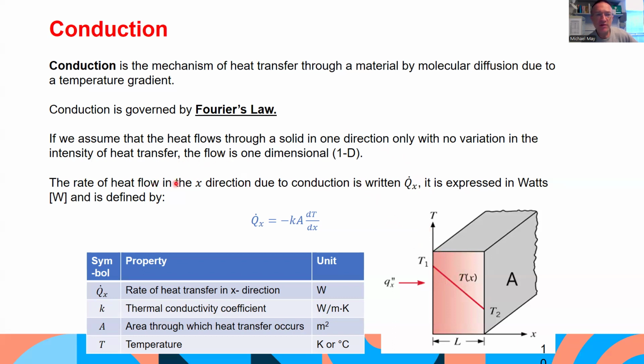And the rate of heat flow in the x direction due to conduction is written by Q dot x. It's expressed in watts and is defined by this equation here. So Q dot x is the rate of heat transfer in the x direction. k is the thermal conductivity coefficient in watts per meter Kelvin. A is the area through which heat transfer occurs, and T is the temperature.